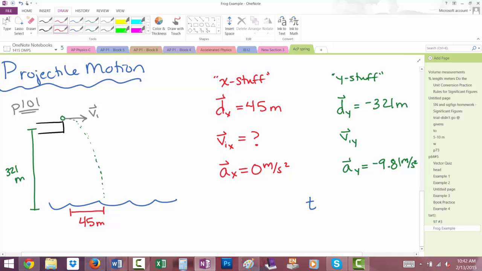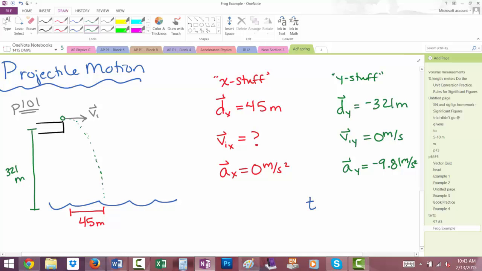Do I know time right now? Did they tell us that? No. Do I know the initial velocity in the y direction? What is it, Mitchell? 0. Why? Because it's at rest in the y direction, right? Even though it's been given a kick, that kick is all in the x direction, not down. It's 0. Okay. All right. Are we okay with this? Any questions?